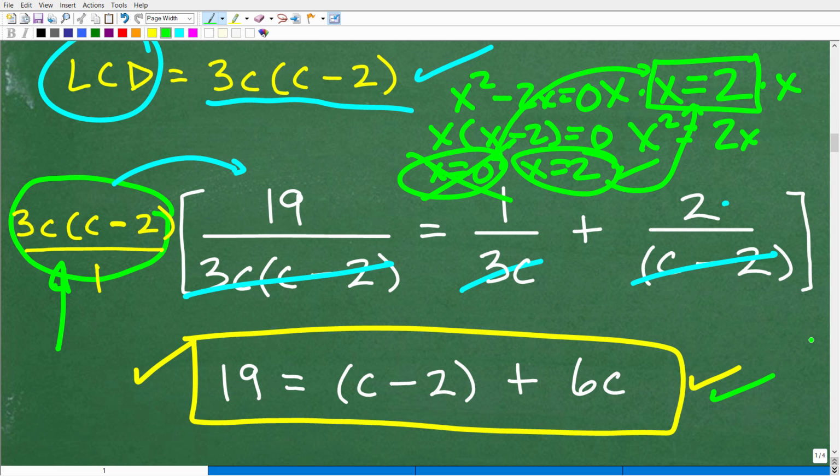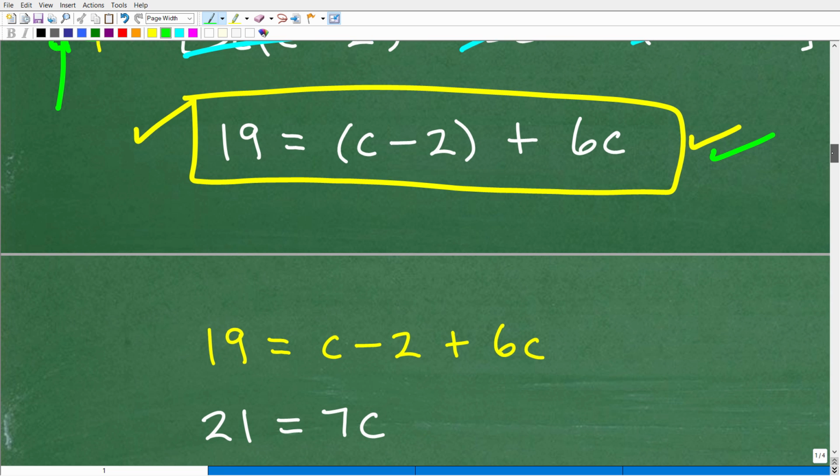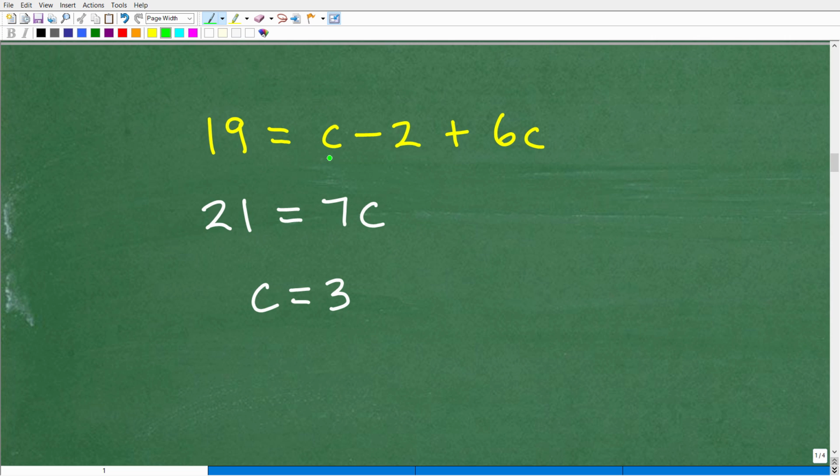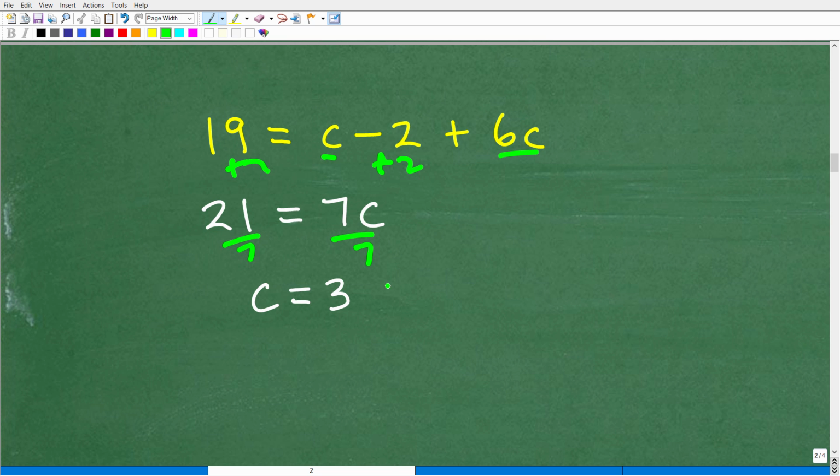Now let's move on to solve this lovely basic algebra linear equation. All right, so 19 is equal to c minus 2 plus 6c. Pretty straightforward stuff here. So we're going to go ahead and combine like terms. So we have c, 6c, that's 7c. We'll add 2 to both sides of the equation. So we have 21 is equal to 7c, and then we'll divide both sides of the equation by 7. We get c is equal to 3.